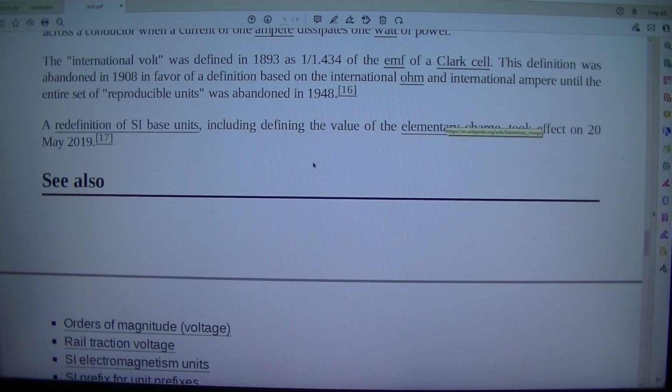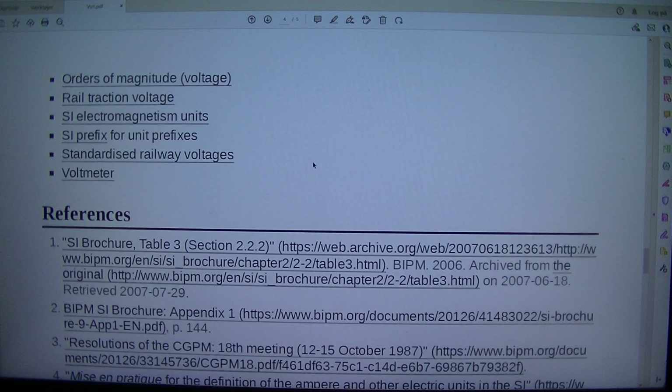See also. Orders of magnitude, voltage, rail traction voltage, SI electromagnetism units, SI prefix for unit prefixes, standardized railway voltages, voltmeter, references.